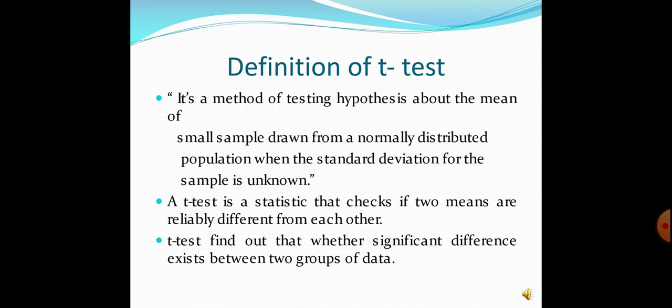Now the definition of the t-test. It is a method of testing hypotheses about the mean of a small sample drawn from a normally distributed population when the standard deviation of the sample is unknown. Now consider this definition very carefully. It is assumed that the population is a normally distributed population and the standard deviation is unknown to you.